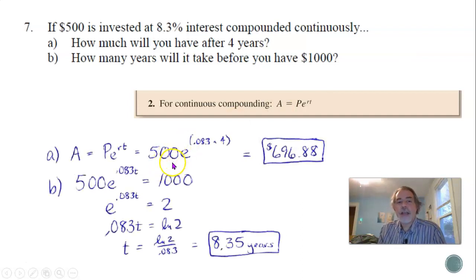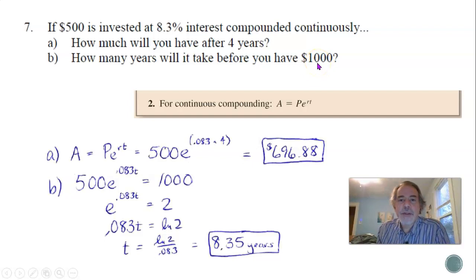So plugging all that in and doing the calculations, you should get $696.88. Remember to make sure to take e to the 0.083 times 4, so you may need to put parentheses around that. Then part B, how many years will it take before you have $1,000?